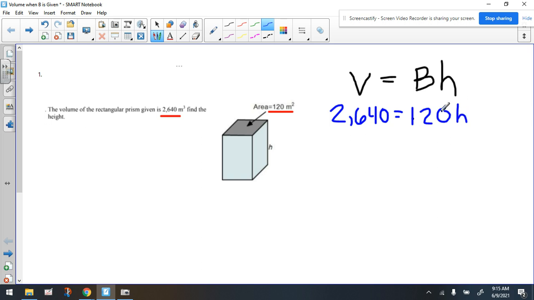So to finish this up, you're just going to apply basic algebra. The opposite of multiplying by 120 is to divide by 120, and that will be your answer for number 1, because this will all cancel out. So again, you're taking this number and dividing it by this number to get the answer.